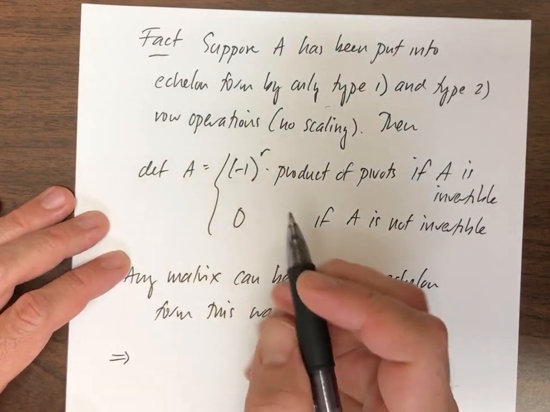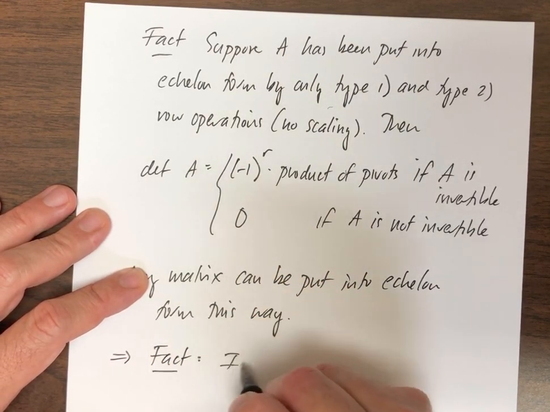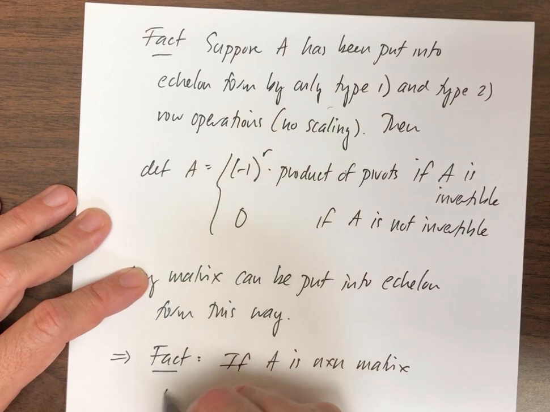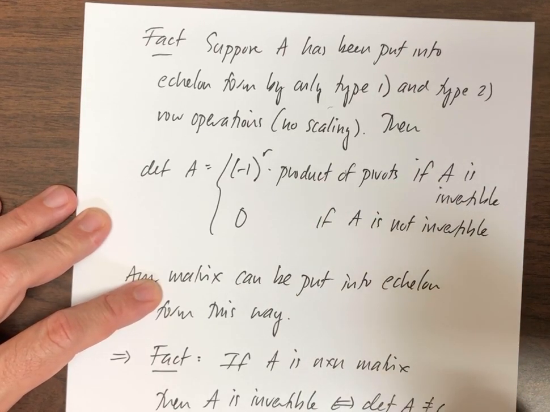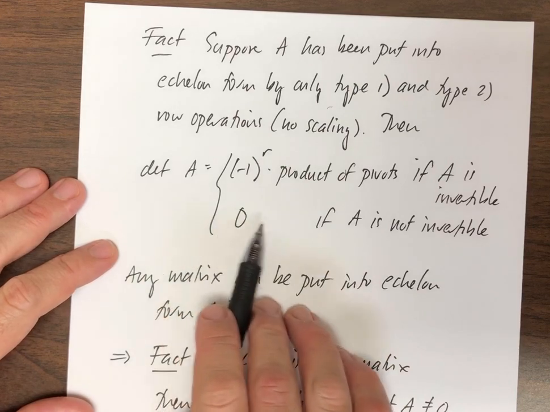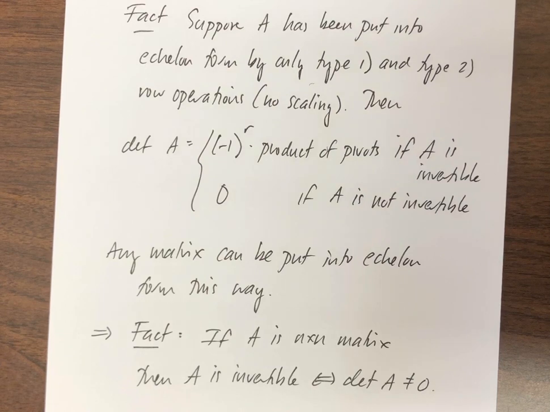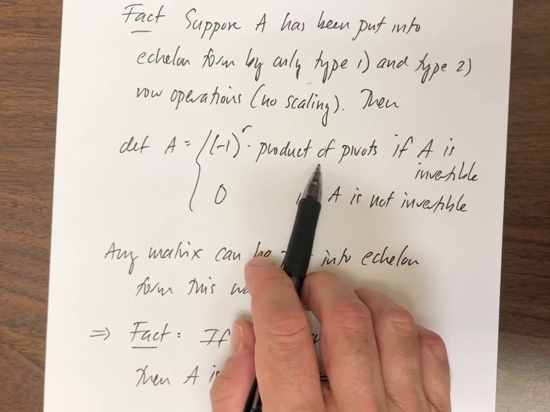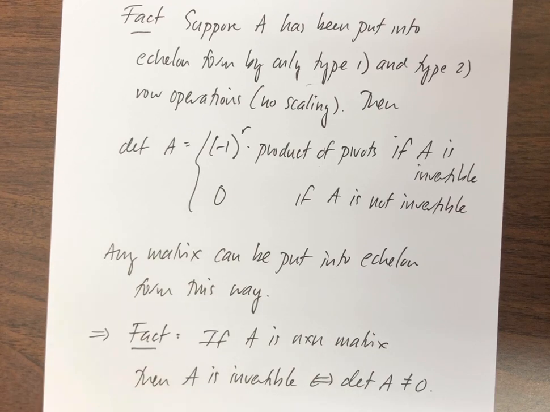So what this implies is the very useful fact that we already saw in the previous lecture, but I want to write it out again: if A is an n by n matrix, then A is invertible if and only if the determinant of A is not 0. That's a corollary of the statement that if I put my matrix into row echelon form, I can tell you the determinant is the product of the pivots, and therefore it's 0 or non-zero if and only if it's invertible.